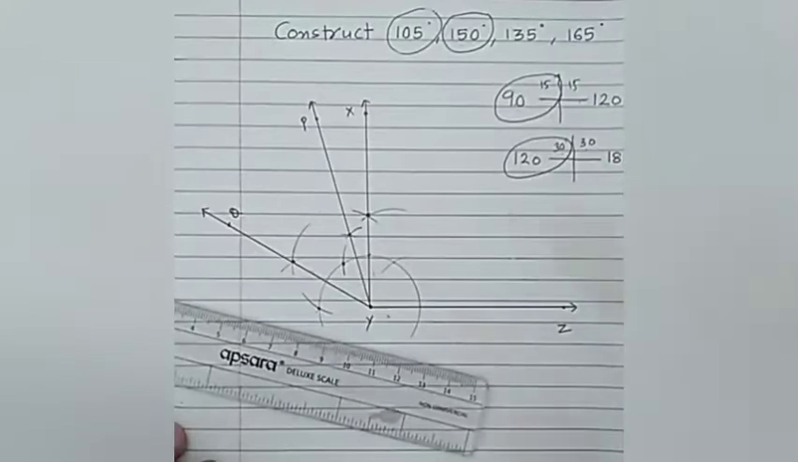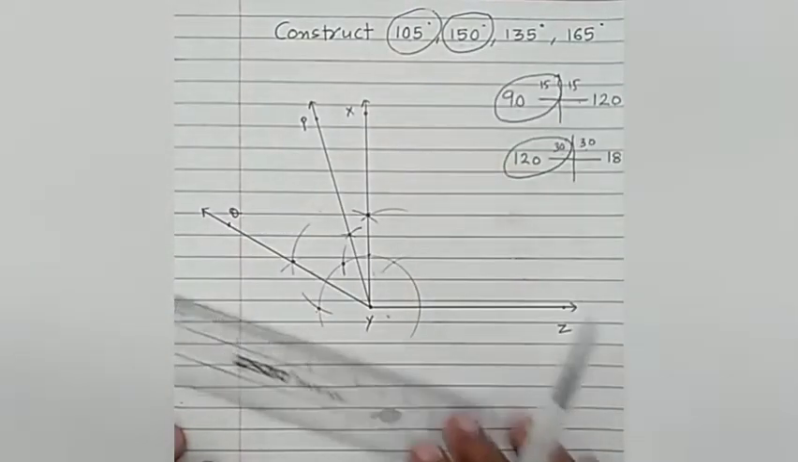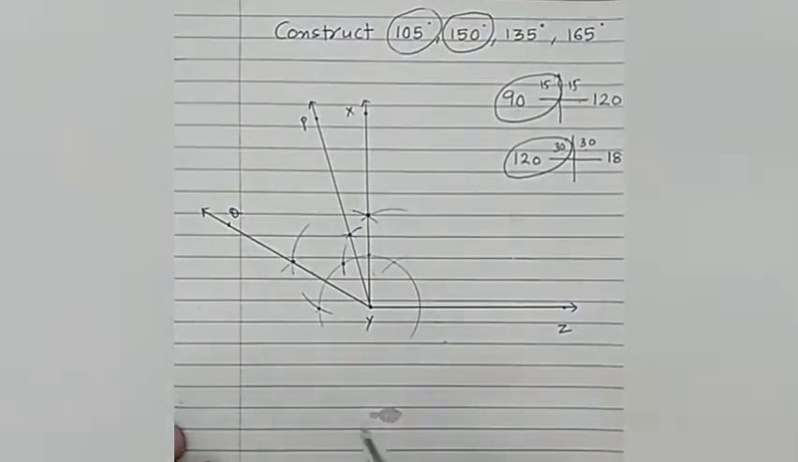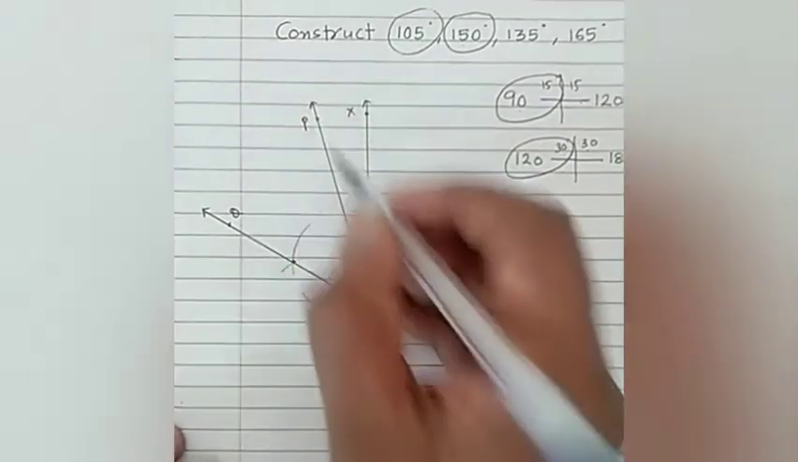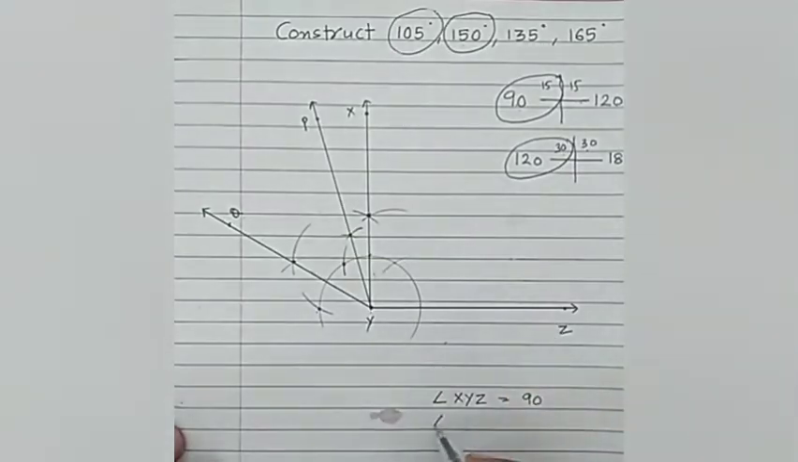So what do we have? QYZ is our 150 degree. I will write it over for your sake. XYZ was our 90 degree. PYZ was a 105 degree. And now we have constructed QYZ, which is our 150 degree.